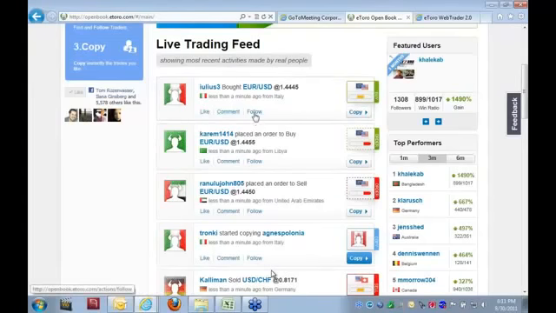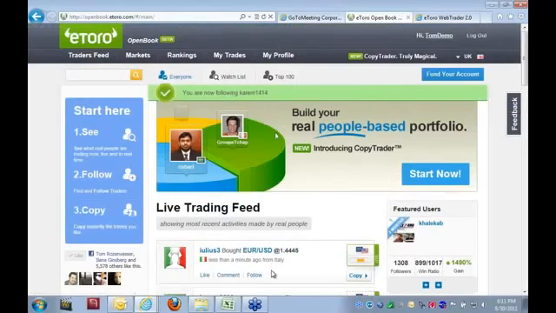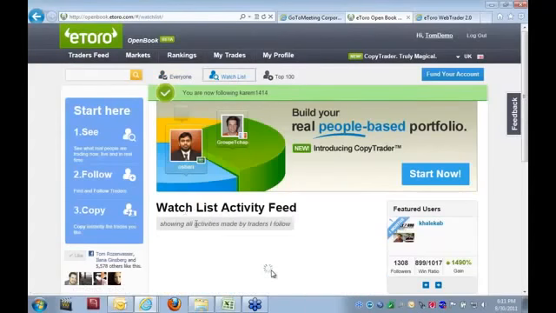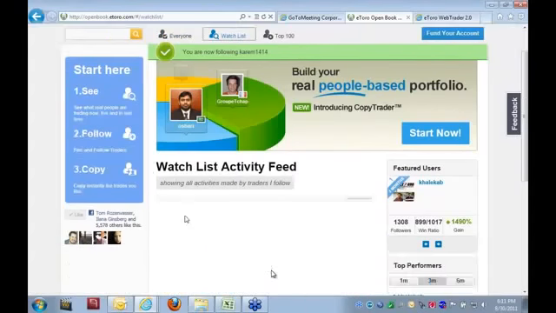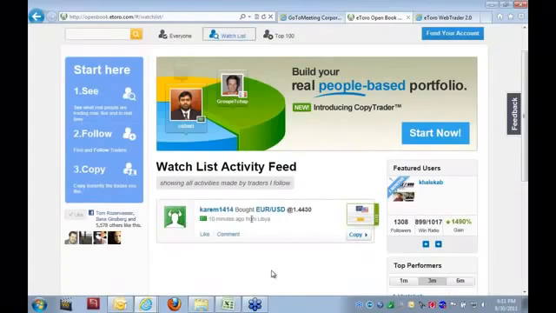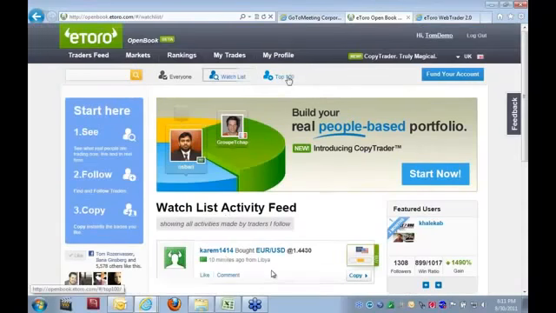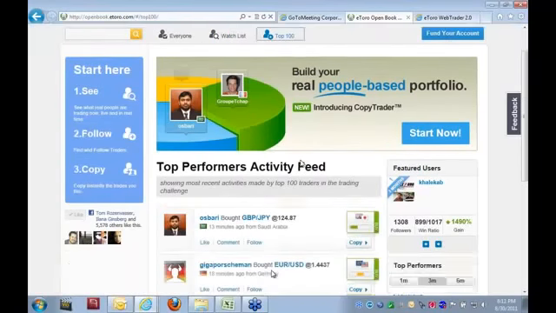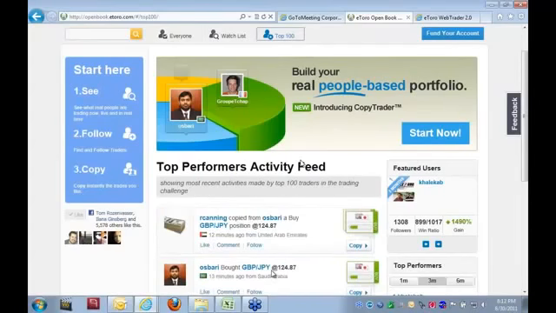Only here, you can also click follow. And when you do that, you're adding this trader, in this case, Karim1414, we're adding this trader, okay, to our watch list. Let's open our watch list. And the watch list is a trading feed of only the people that we chose to follow. And here we see the position that Karim has opened. The top 100 is the last feed, and that is of the people that are in the top 100 list of traders this week. This week.